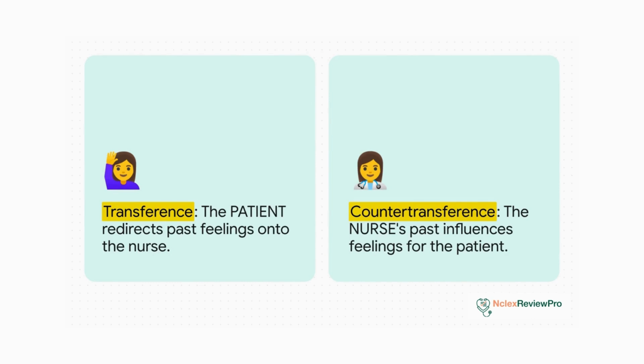Okay, let's talk about 2 huge concepts that you absolutely have to understand because they can either make or break that therapeutic relationship. We're talking about transference and countertransference. So, transference, that's when the patient starts redirecting feelings they have about someone from their past onto you, the nurse. Maybe you remind them of their critical mother or a kind teacher. Now, countertransference, that's the other side of the coin. That's when your stuff, your past, starts influencing how you feel about the patient. Spotting this in yourself is one of the hardest but most important skills to learn. It's what keeps you professional and effective.